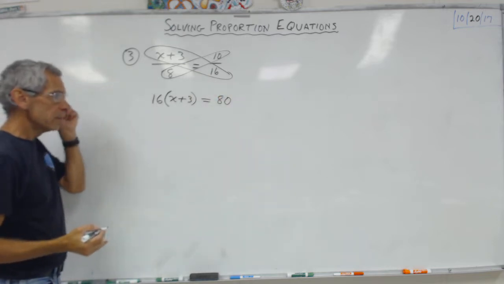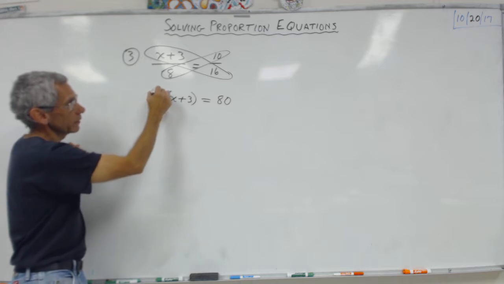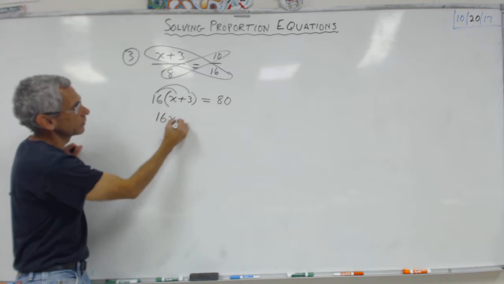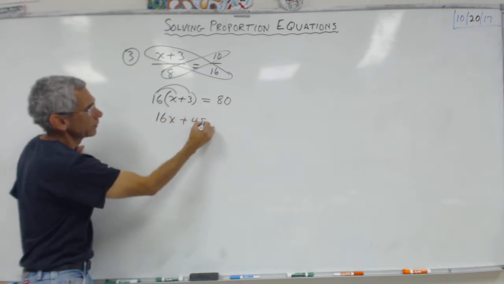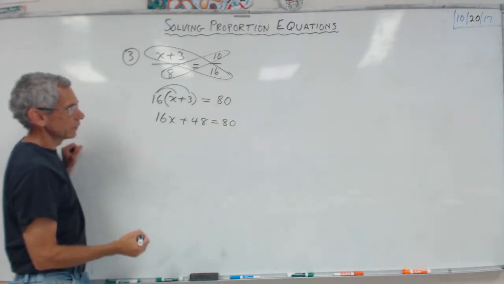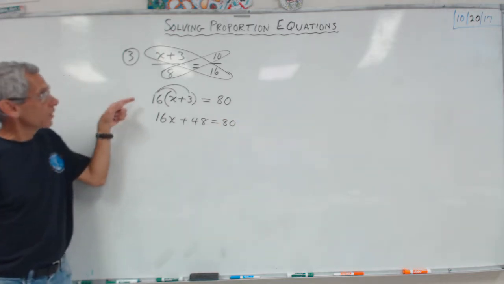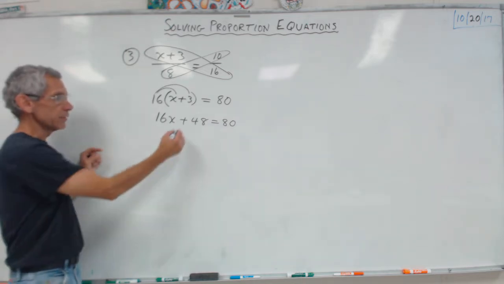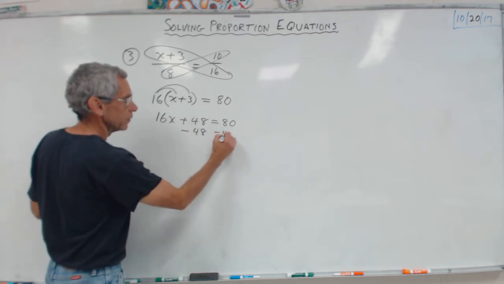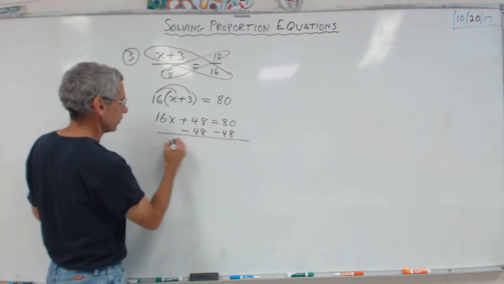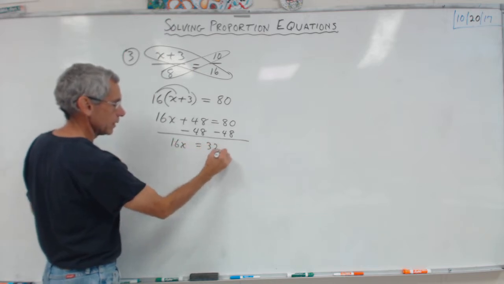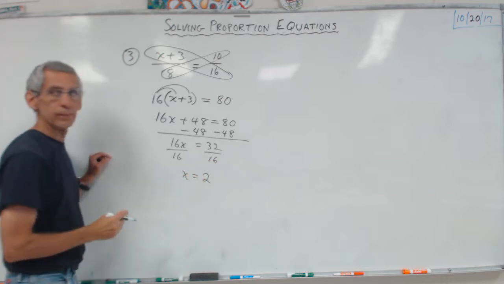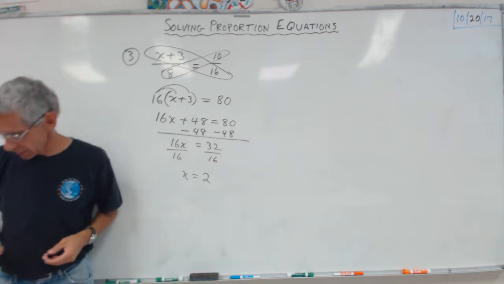Okay? Now I'm going to use my distributive property, right? That gives me 16x plus 48 equals 80. Okay? Just in that one move, I now have an equation that's relatively easy to solve, right? I subtract 48 from both sides, and that gives me, I think, 32. Am I right? 16x equals 32. And then I divide by 16, and x is equal to 2. Right? Does that make sense?